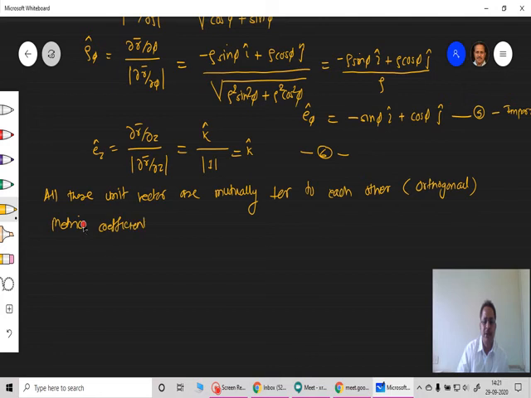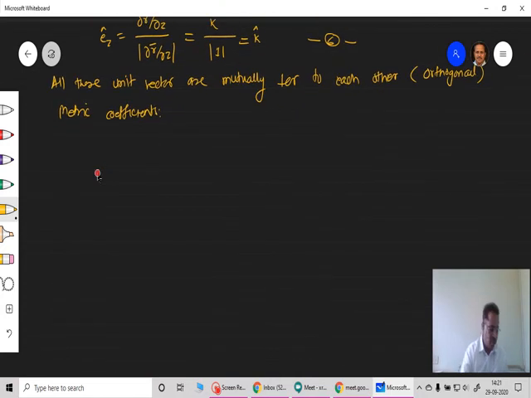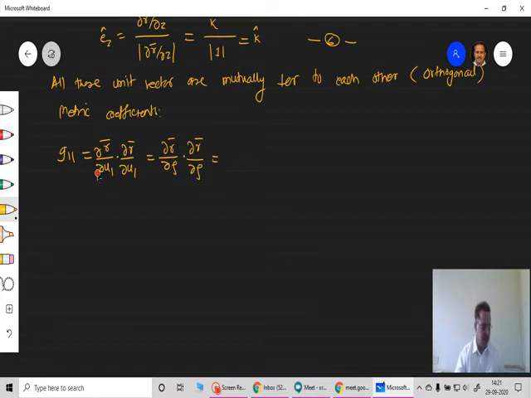Metric coefficients. If you try to go for the metric coefficients, again you have to use the same relations. G11 is given by del r bar upon del u1 dot del r bar upon del u1. So u1 in this case is rho, so I'll get del r bar upon del rho dot del r bar upon del rho. So use the expressions for this. Now del r bar upon del rho was cos phi into i cap plus sin phi into j cap.